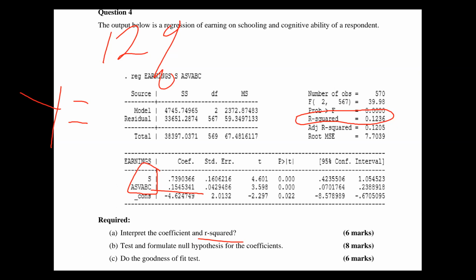So you don't need a too small R squared. Make sure that at least the R squared is bigger. You understand, right? But in your interpretation, you don't say all those things. I'm teaching, that's why I'm saying all this. In your interpretation, you just say only 12% of variance in earnings is explained by schooling and cognitive ability of a respondent. Remember, I'm mentioning the X variables clearly there.